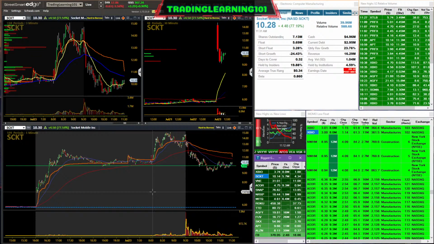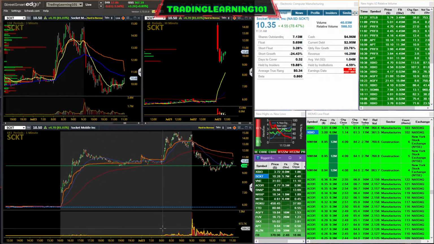Sure enough, SCKT opens up at 15, and this thing is still selling off as it's down now near 9. I do think SCKT offers a good bounce though, up to 12, maybe 13 bucks. It's trying right now to gear up.